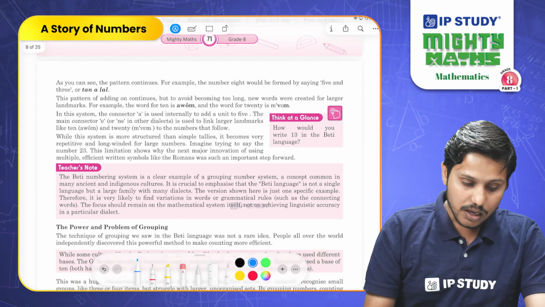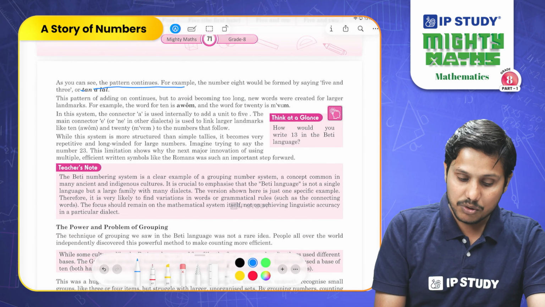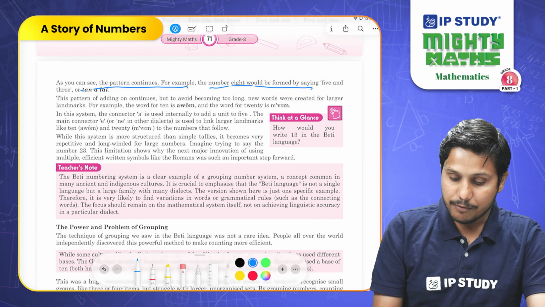As you can see, the pattern continues. For example, the number 8 would be formed by saying 5 and 3, which will be 10, and for 3 we have lal, so 10 alal. This pattern of adding on continues, but to avoid becoming too long, new words were created for larger landmark numbers. Landmark numbers means numbers that we use to form other numbers.